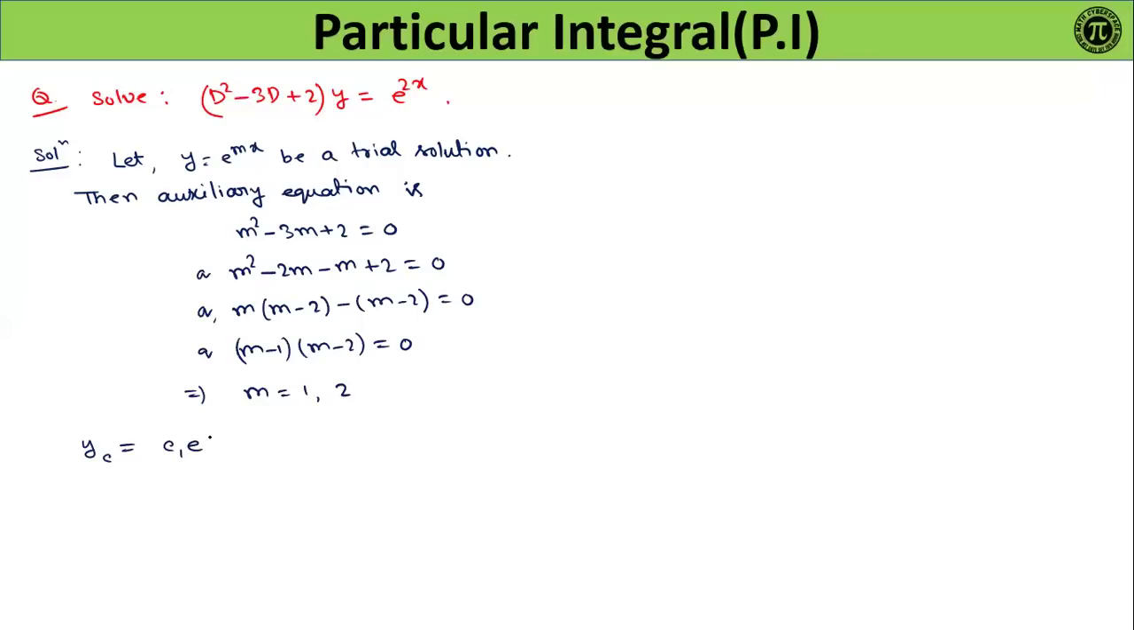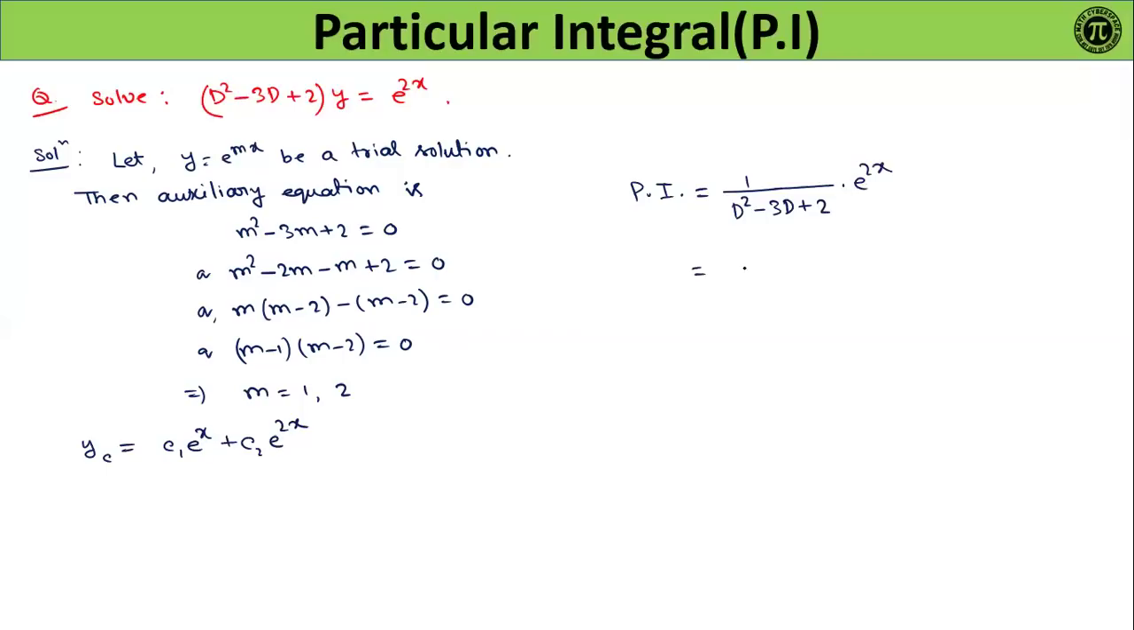Here m1 equals 1, so c1 e to the power x plus c2 e to the power 2x. This is your complementary function. Now you have to find the particular integral. So PI equals, the formula is 1 by f of D, that means 1 by D squared minus 3D plus 2, into e to the power 2x.